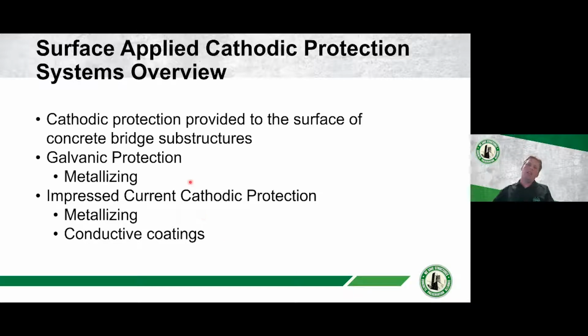Now we'll get into the surface applied cathodic protection systems. Cathodic protection is installed on the surface of the bridge. It can be done two ways. There's a galvanic protection system, which uses a metallizing type. And then for impressed current, we metallize, or you can use conductive coatings. They're very similar, but there are some distinctions that we'll point out.